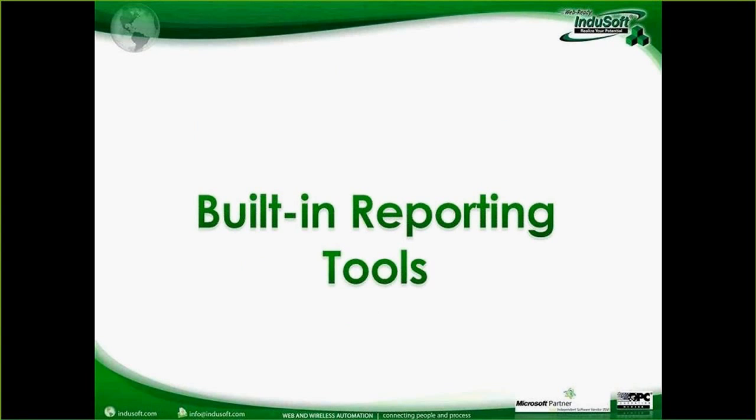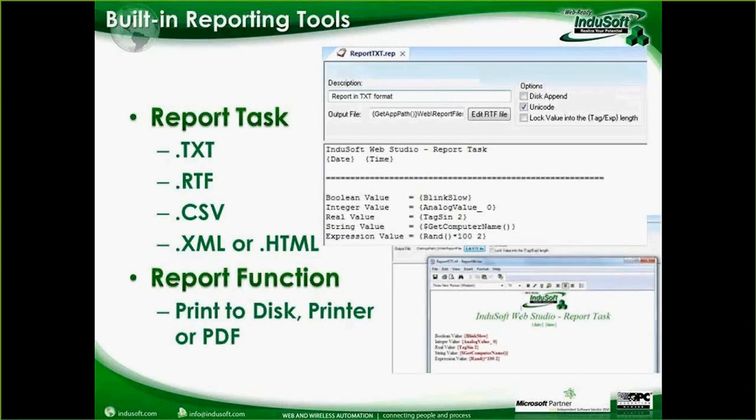Some of the built-in reporting tools that we have in the product. The built-in reporting tool is based on text, and basically you format your report just by typing text like you would in any other document, and then inside of curly brackets you put tags, system tags, or even function names, and that will take a snapshot of that data or get that information out when that report is printed. By printed, I mean it can print to disk, it can print to a printer, or there's even a PDF writer built into the product, and it can send out a PDF.